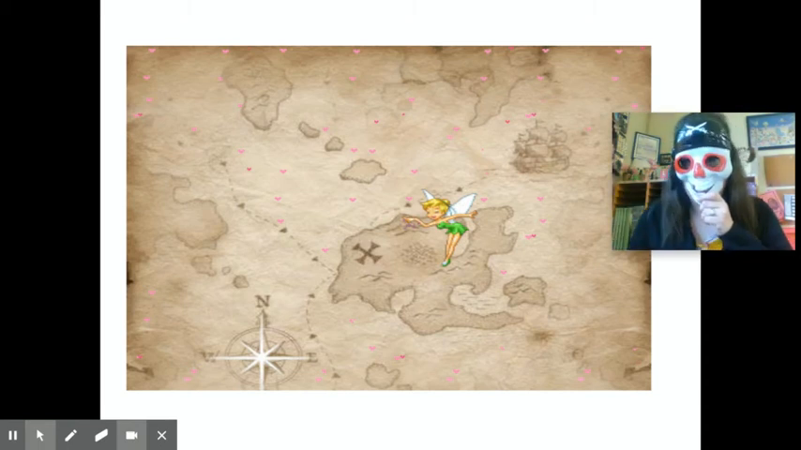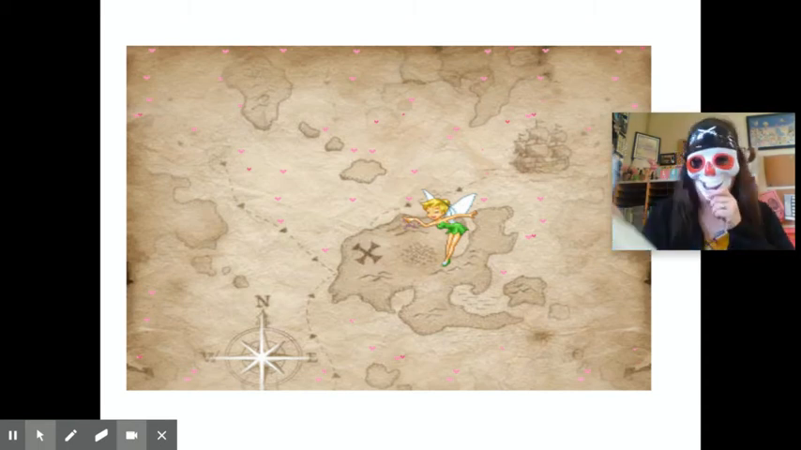I better pay attention to Mrs. Adamson so I know how to read a map. So I want to get to the treasure.